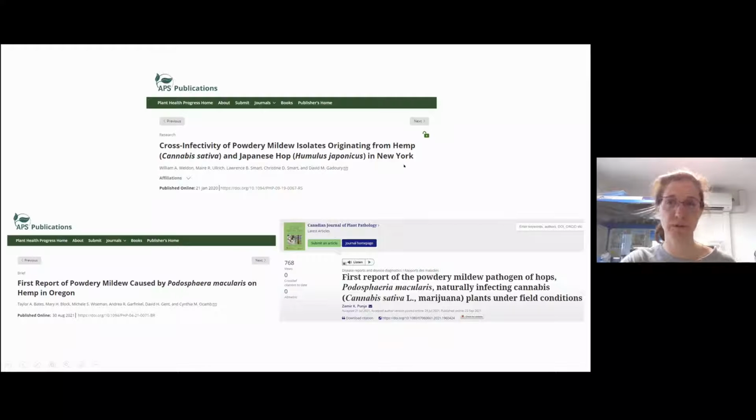So this was the first initial clue, I suppose, in figuring out whether or not this organism could infect hemp. And then subsequently, last year, a team of us working here in Oregon were able to find this Podosphaera macularis, the hop powdery mildew, naturally occurring here in Oregon. And then also Zamir Punja, who's done a tremendous amount of work on pathogens of cannabis in British Columbia, Canada, also found it naturally occurring in the field in Canada.